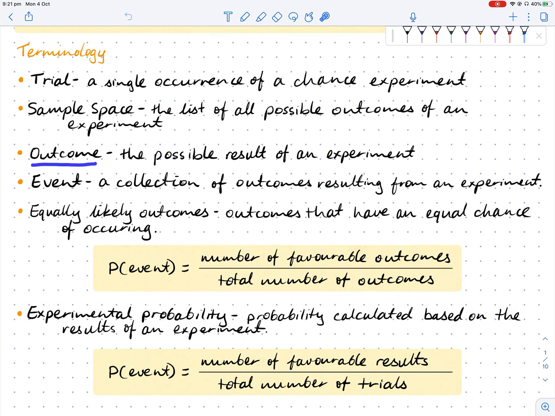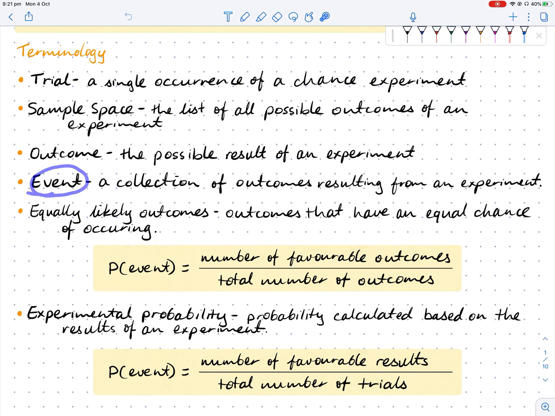If we're talking about an outcome, you're looking at a possible result of an experiment. So it's one of those results. If I'm talking about tossing a coin, it's a head. That would be an outcome. Or it's a tail. That would be another outcome.